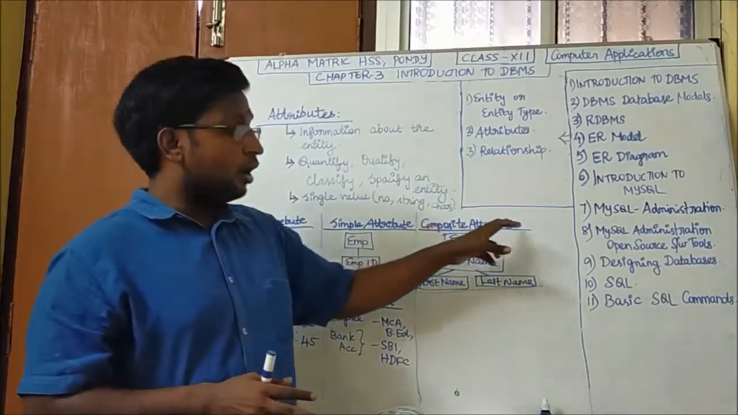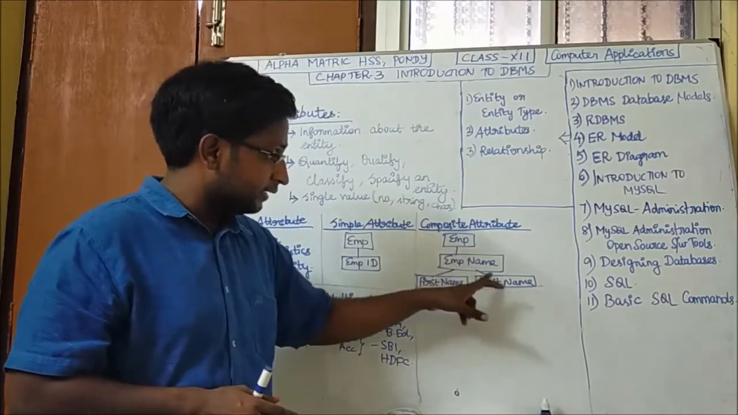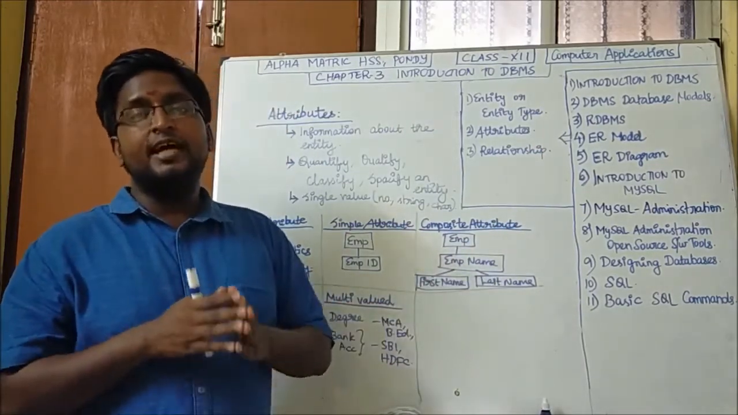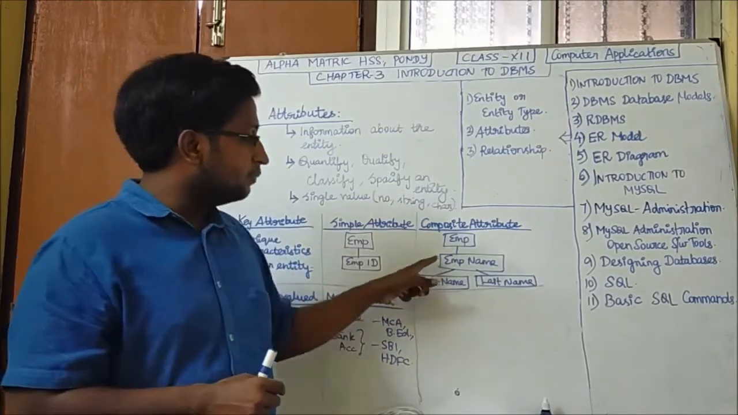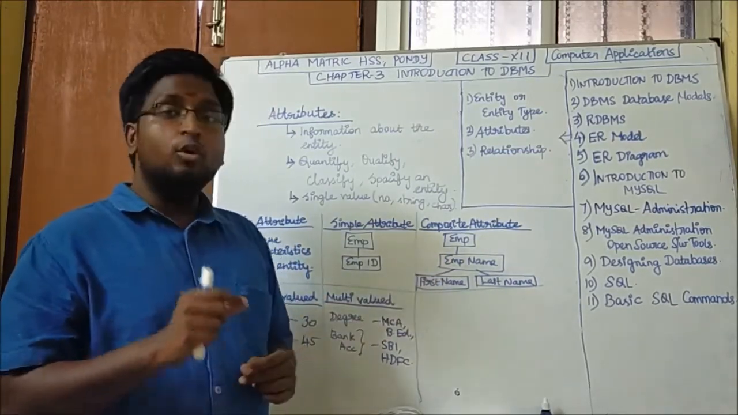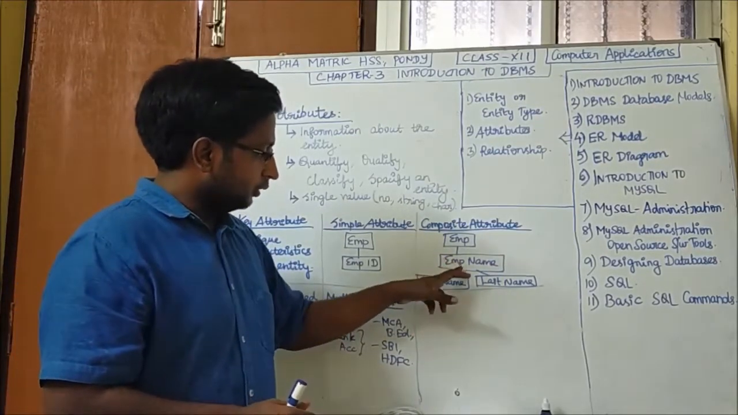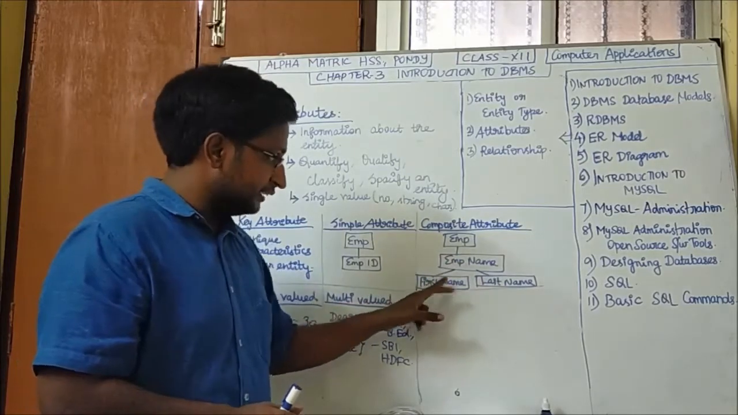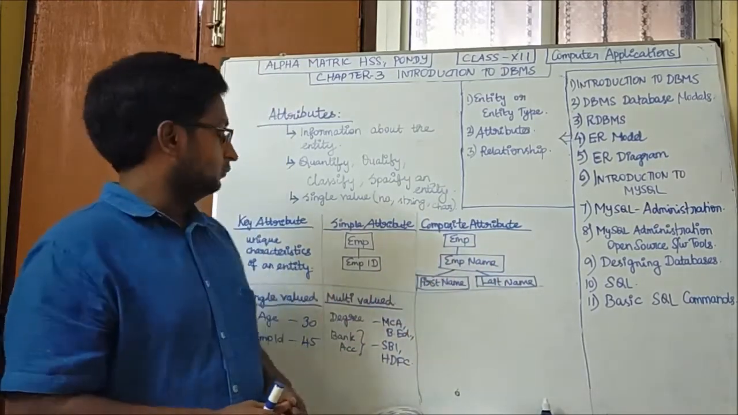Whereas a composite attribute is one that can be separated without changing the meaning. So that is the most important thing: the attribute can be separated without changing the meaning. So for example, employee name is separated into two, first name and last name, without changing the meaning.